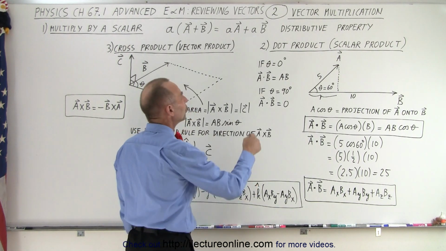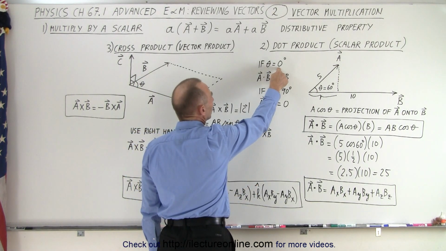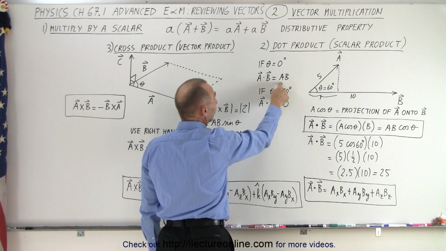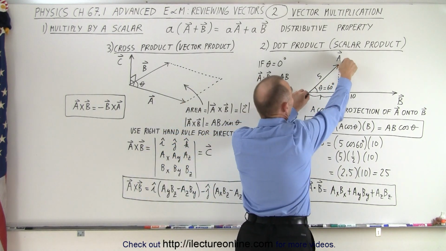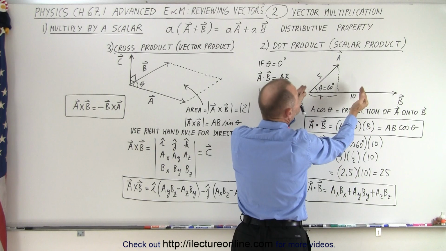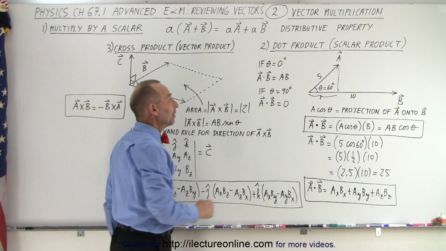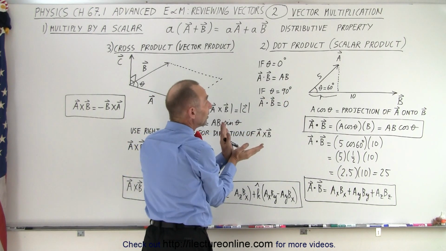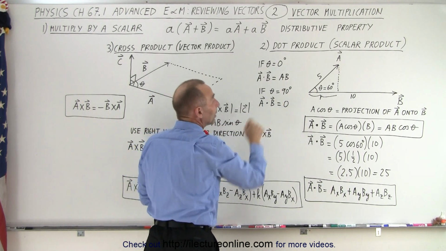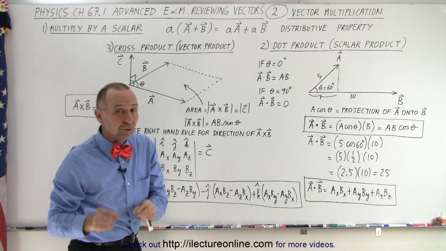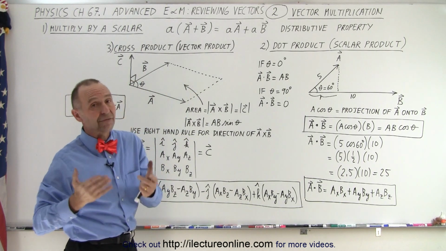A couple more rules is that if the angle between them is 0, then A dot B is simply the magnitude of A times the magnitude of B. Because if A is pointing the same direction as B, we simply take the length of A, the length of B, and multiply them together. But if the angle between them is 90 degrees, then A dot B is equal to 0, because then the projection of A onto B is 0, and therefore you don't have any dot product.